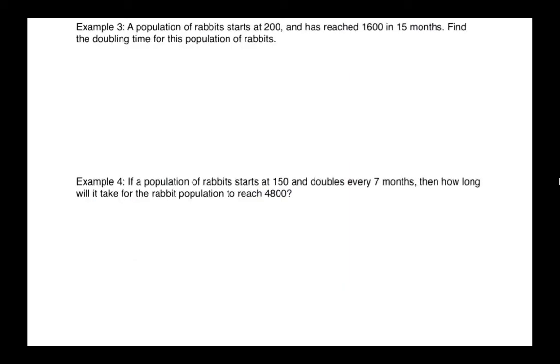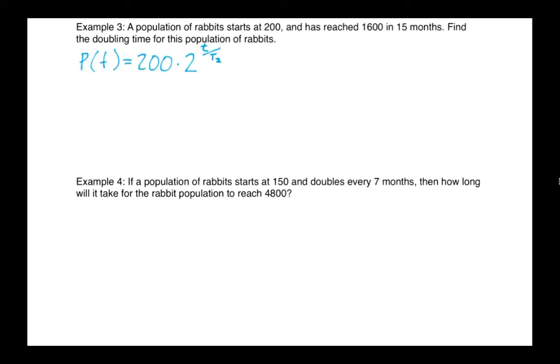A couple more application questions and then we are done. So let's look at example 3. A population of rabbits starts at 200 and has reached 1,600 in 15 months. We want to find the doubling time for this population of rabbits.